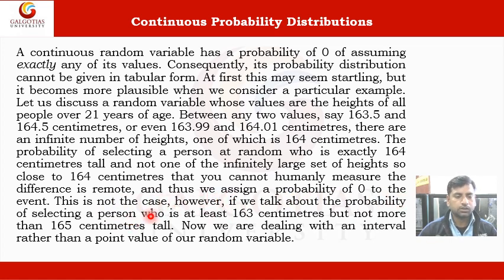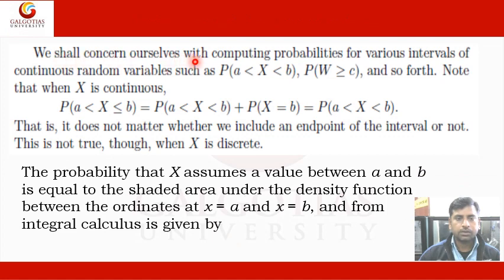This is not the case, however, if we talk about the probability of selecting a person who is at least 163 centimeters but not more than 165 centimeters tall. Now we are dealing with an interval rather than a point value of the random variable. We shall concern ourselves with computing probabilities of various intervals of the continuous random variable, such as the probability P for the random variable x taking a value between a and b.